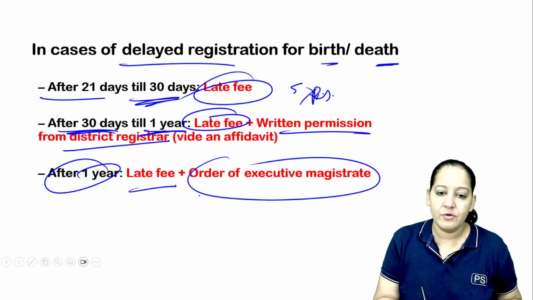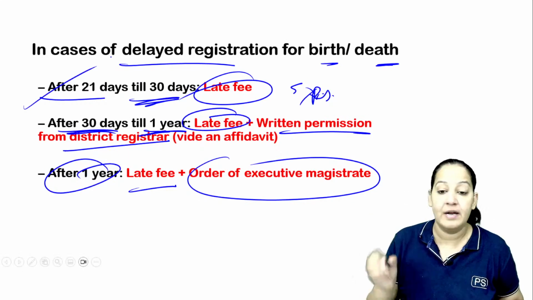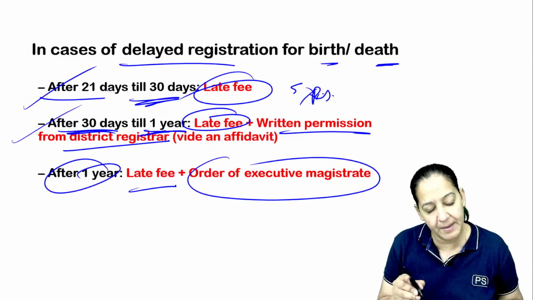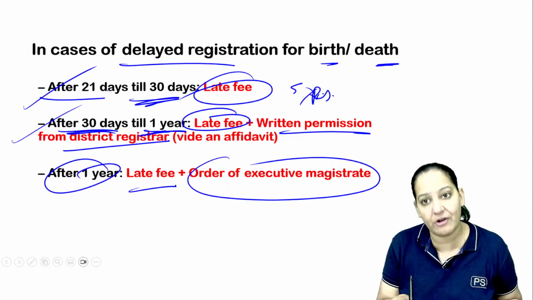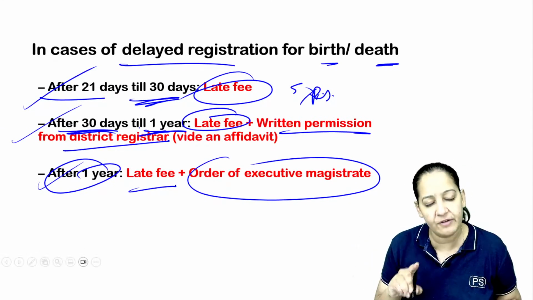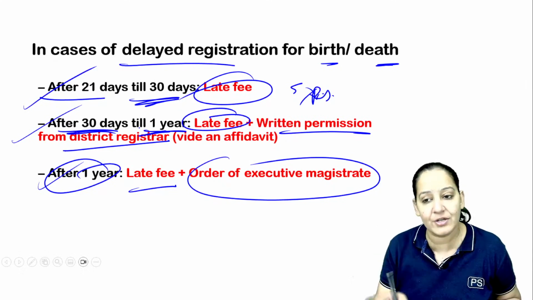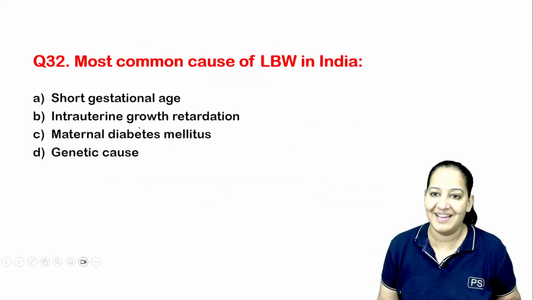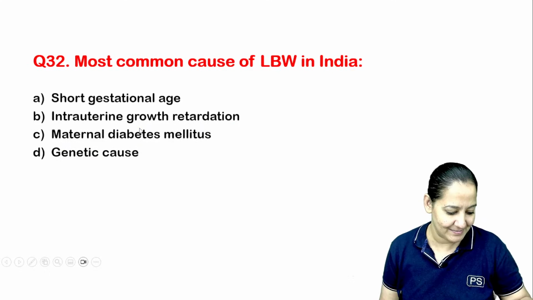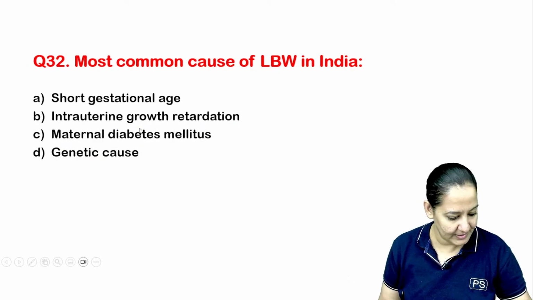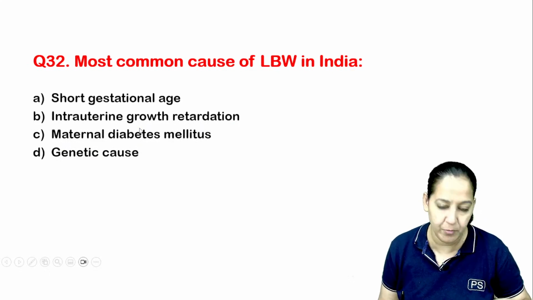So learn that. From 21 to 30 days, there is late fee. From 30 days to 1 year, late fee plus permission from the district registrar. And after 1 year, late fee plus permission from the executive magistrate. So please learn that. Can we go ahead? Yes? Okay. So 21 days are there for both of them.